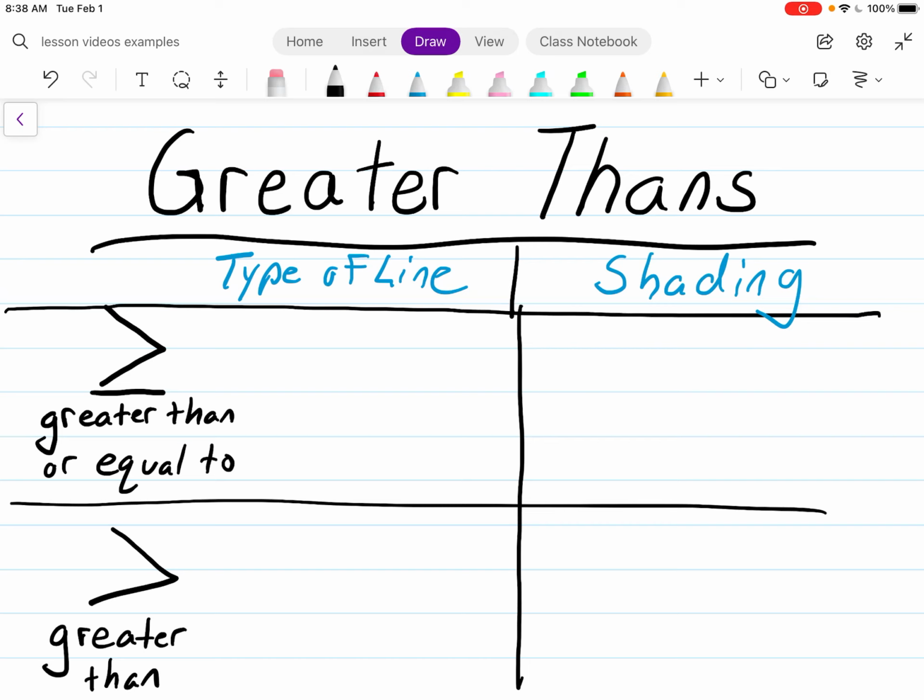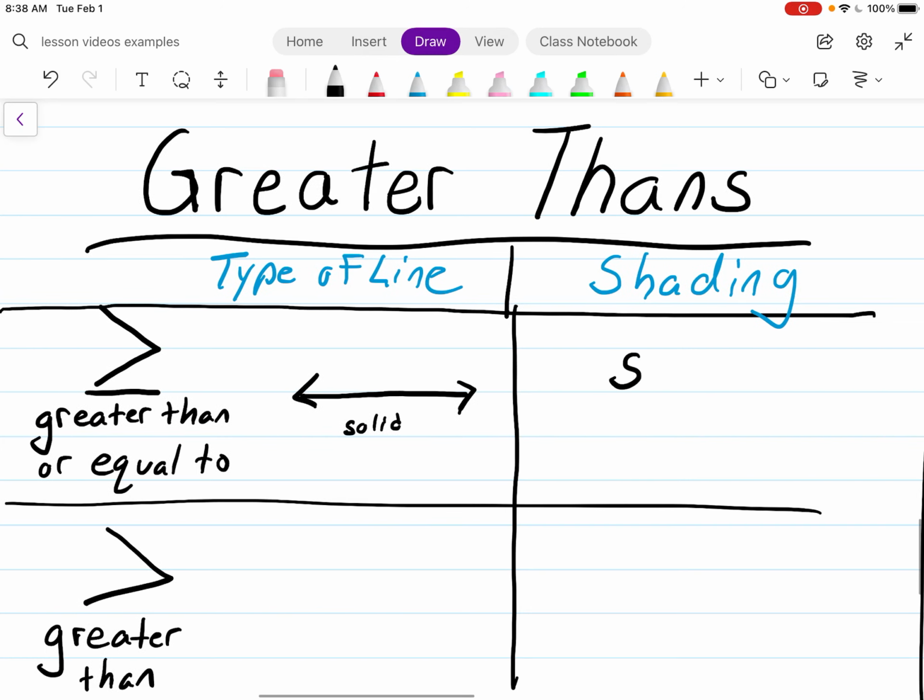So if it's greater than or equal to, it will have a solid line. What I mean by a solid line is just a normal line that you would use with y equals mx plus b when you graph the line. All this means is that any point on the graphed line can also be a solution to the linear inequality. Also, with it being greater than, you will shade above the line.